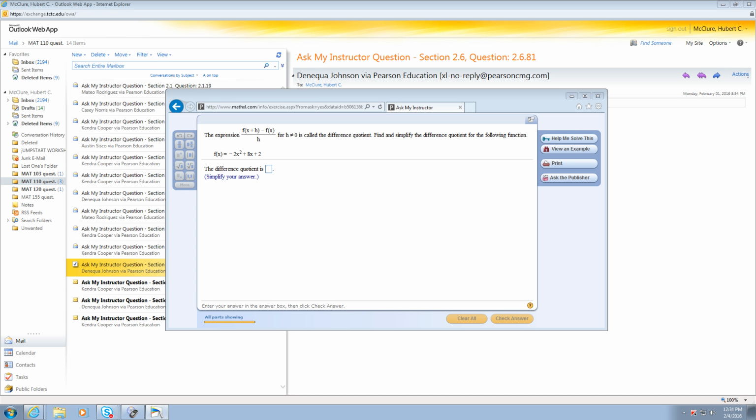Negative 4x plus 8. That's your answer. So negative 4x, what does that come out to be? Is that a negative? Negative 2h plus 8.